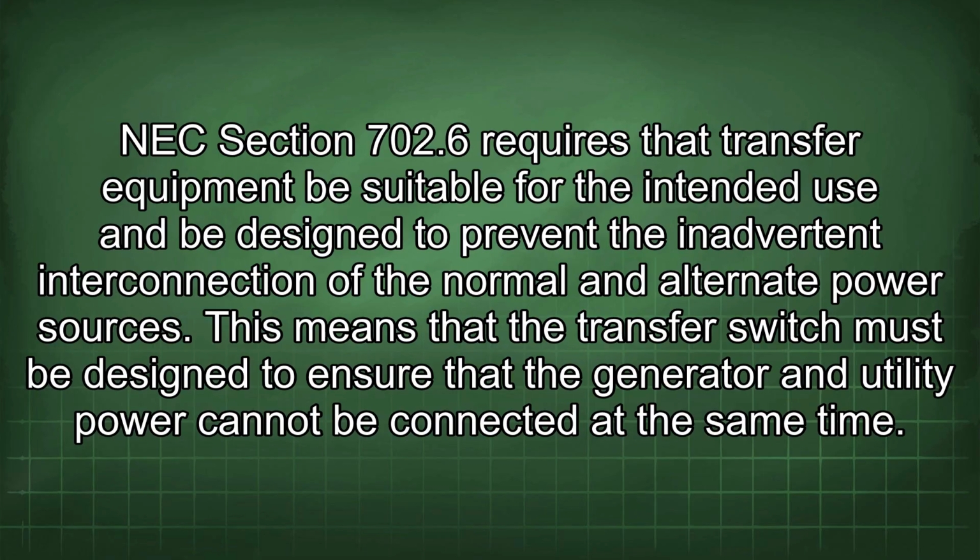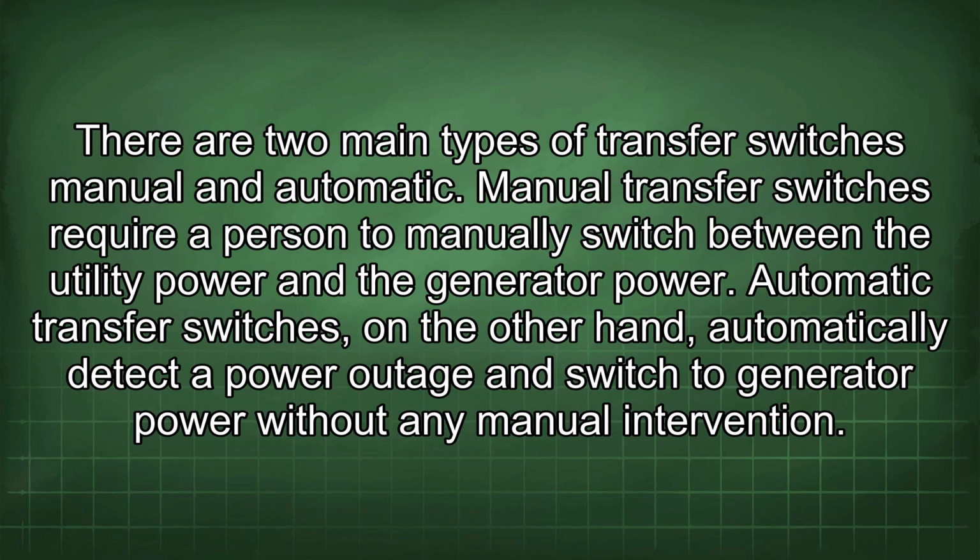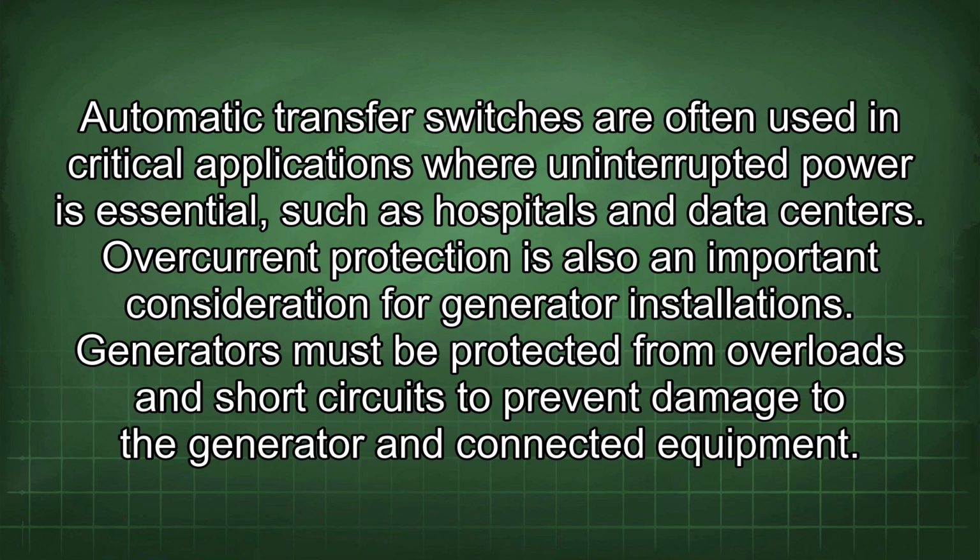This means that the transfer switch must be designed to ensure that the generator and utility power cannot be connected at the same time. There are two main types of transfer switches: manual and automatic. Manual transfer switches require a person to manually switch between the utility power and the generator power. Automatic transfer switches, on the other hand, automatically detect a power outage and switch to generator power without any manual intervention. Automatic transfer switches are often used in critical applications where uninterrupted power is essential, such as hospitals and data centers.